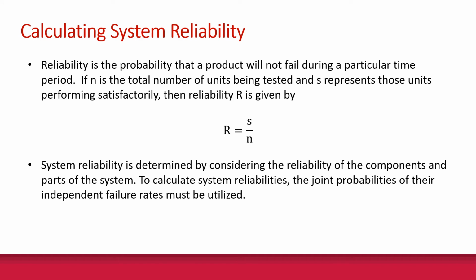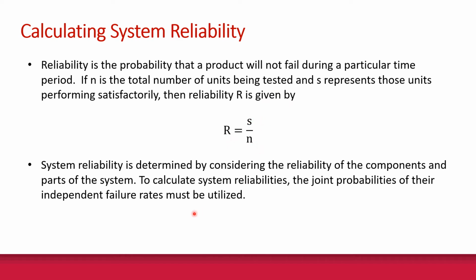So how can we calculate the system reliability? Reliability is the probability that a product will not fail during a particular time period. If N is the total number of units being tested, and S represents these units performing satisfactorily, then the reliability is given by the following formula: R equals S over N.